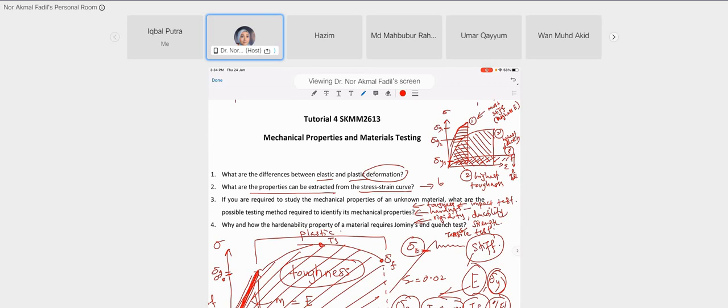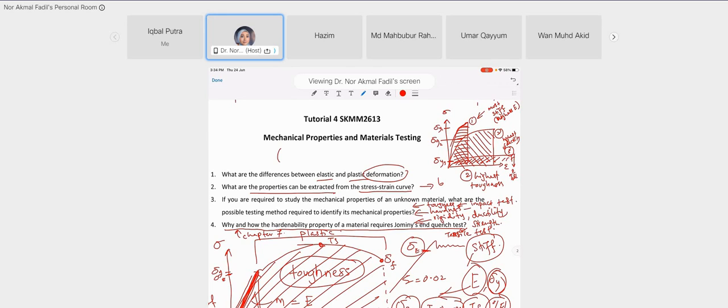All right. What else? Why and how is the hardenability property of a material required? The Jominy end quench test. We have conducted the Jominy end quench test during the lab. I think most of you know what a Jominy end quench test is. You can look at the notes or Google how the method is conducted. This is also covered in chapter 7.